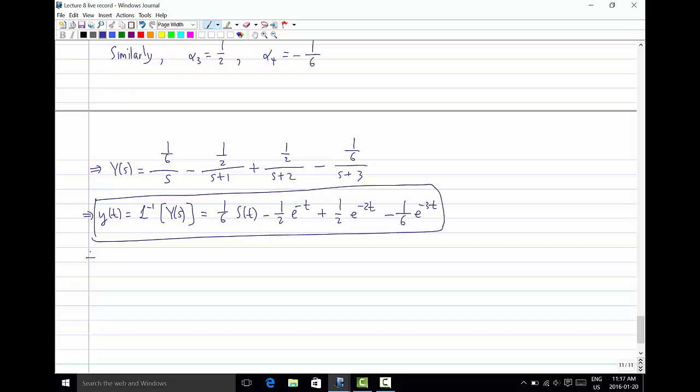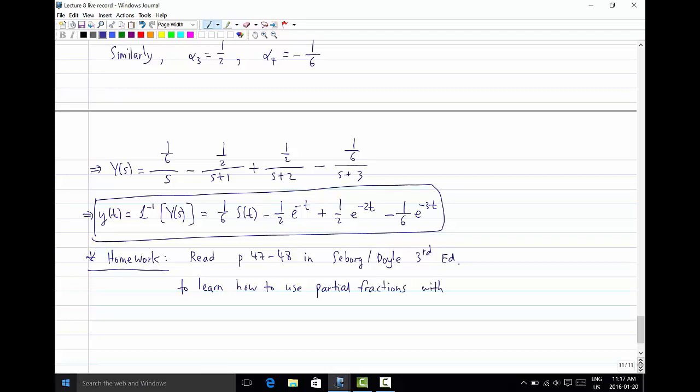For homework, please read pages 47 to 48 in the Seborg and Doyle 3rd edition process control textbook in order to familiarize yourselves with how to perform partial fraction expansions for repeated roots and imaginary roots.